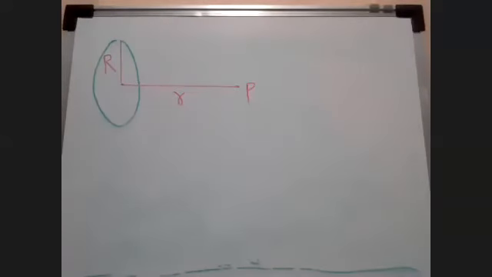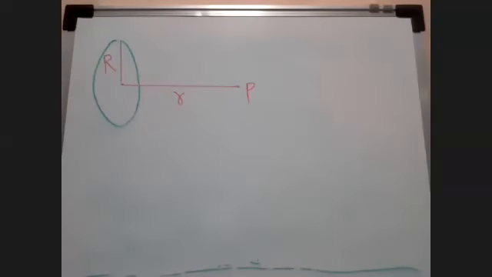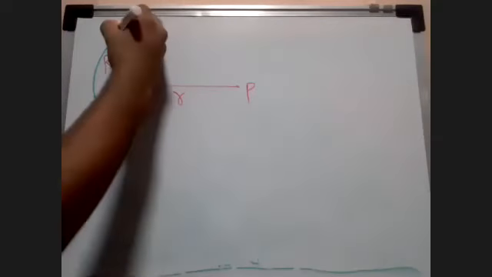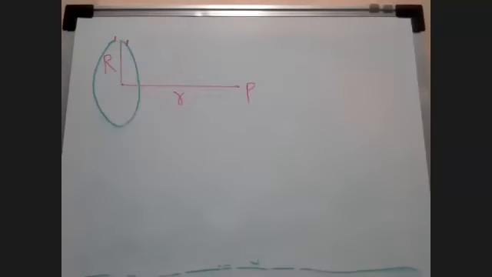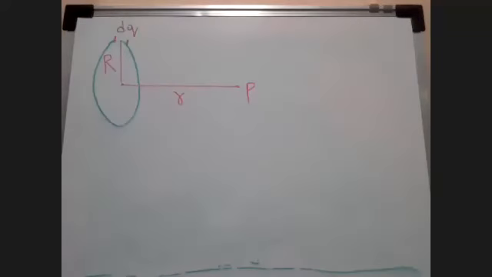I want to tell you a small trick. When you're finding the electric field intensity due to a ring, it's always good to take a small element. Why can't we do it without differentiation and integration? The thing is, if you take a small element dq, there's a small element over here, and it is dq. This dq is the same thing which we did earlier.